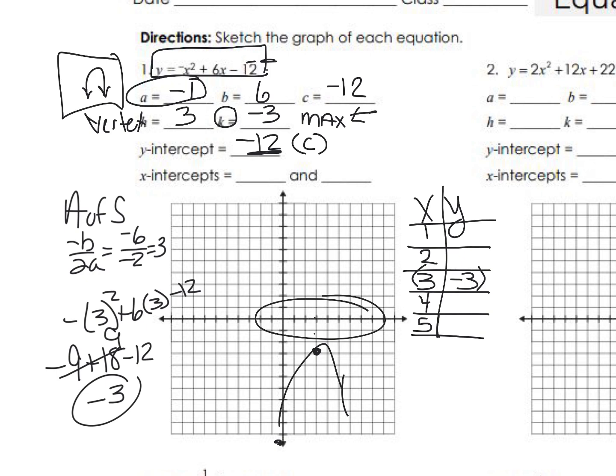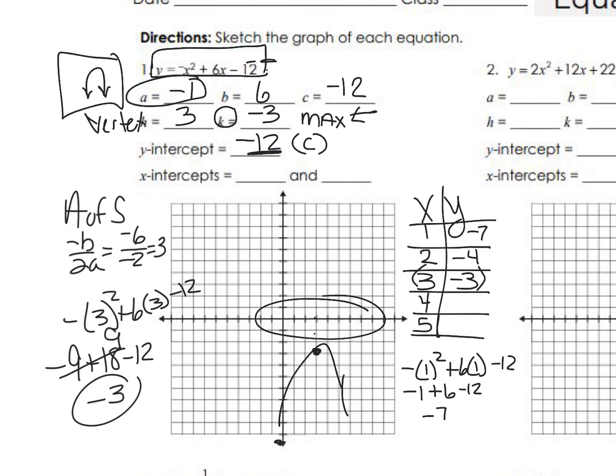All right? So if I plug in 1 for x, it'd be negative 1 squared plus 6 times 1 minus 12. So it'd be negative 1 plus 6 minus 12, so that'd be negative 7. And then if I plug in 2 and replace x with that, it'd be negative 4 plus 12 minus 12. So it'd be negative 4.